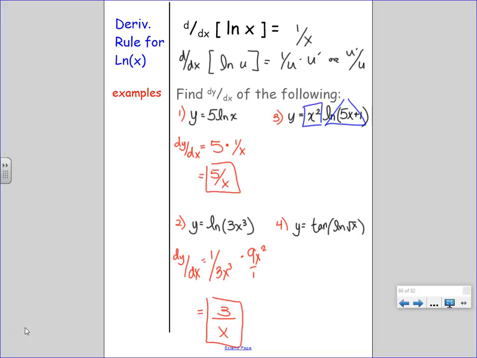Question. How do you do the product rule?